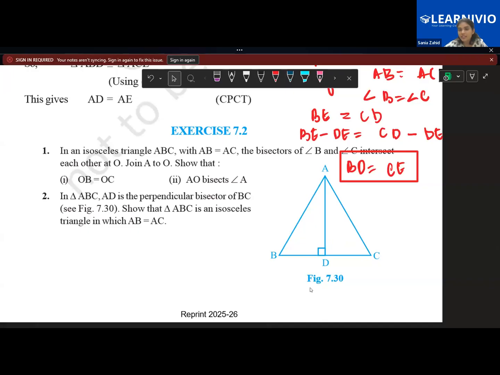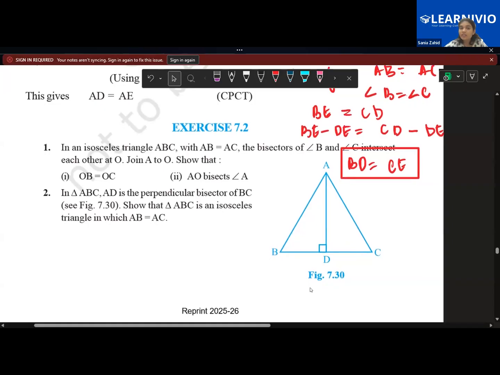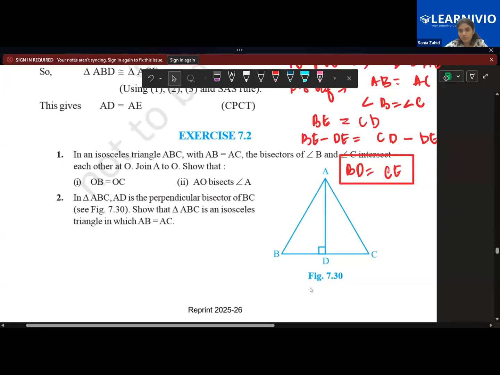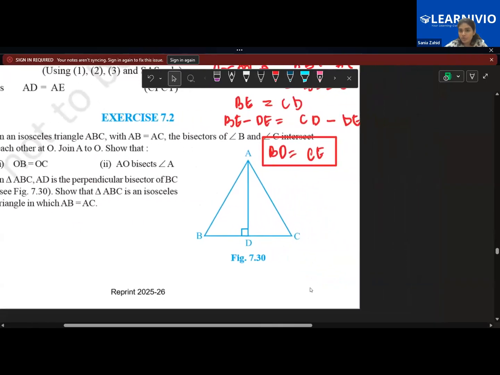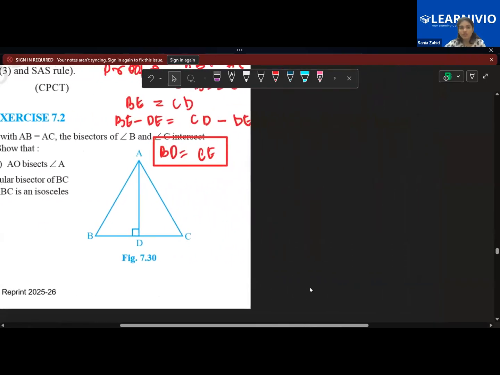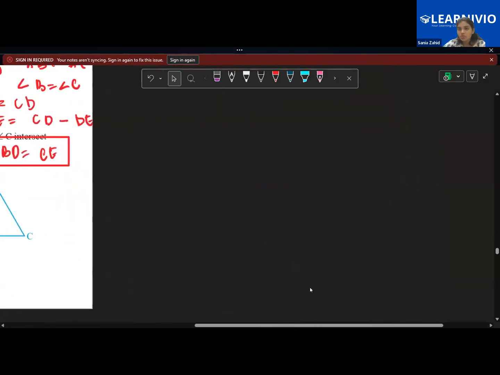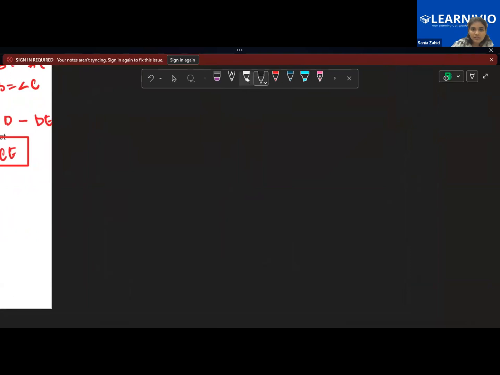equal. The bisectors of angle B and angle C intersect each other at point O. Join A to O and show that OB and OC are equal, and AO bisects angle A. Okay, so first of all, here the figure is not given to you. So in this question, you have to draw the figure. So first of all, let's draw the figure. What does the question say? In an isosceles triangle ABC. So I will draw a triangle ABC.